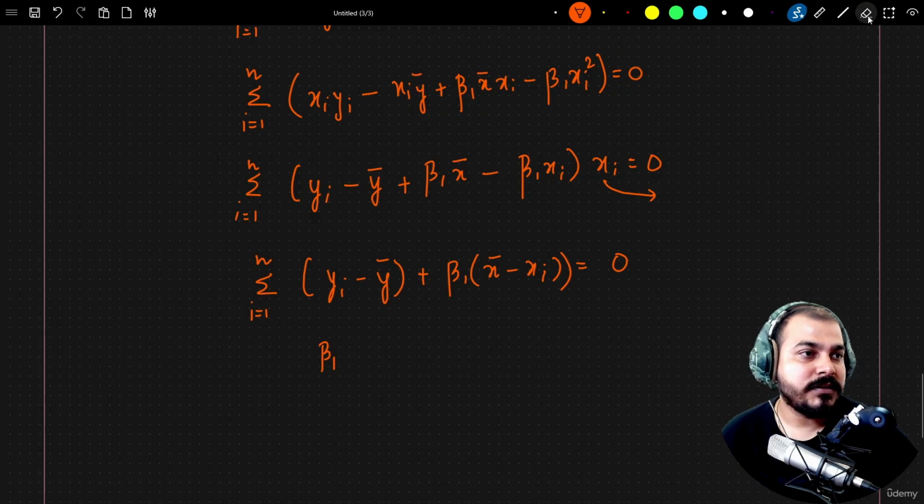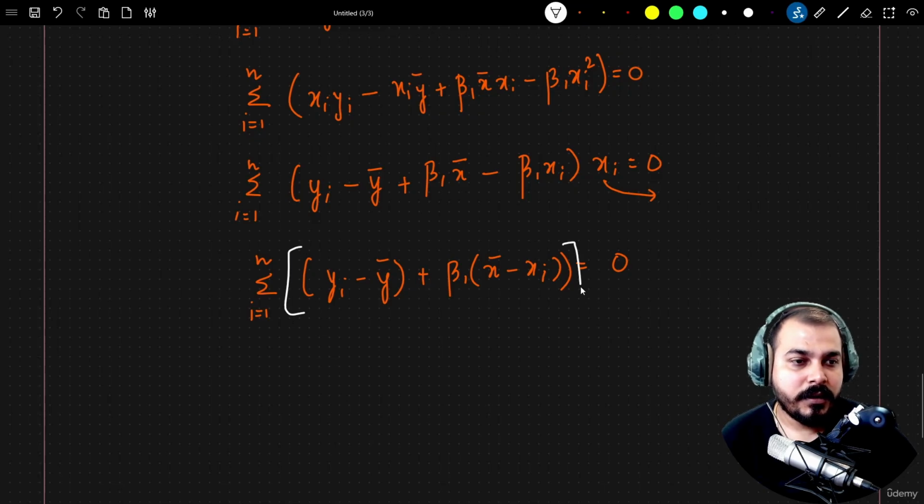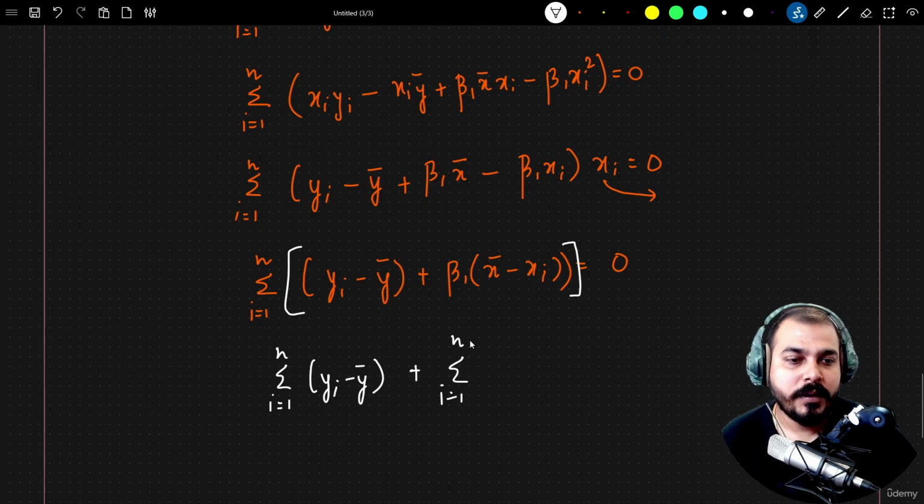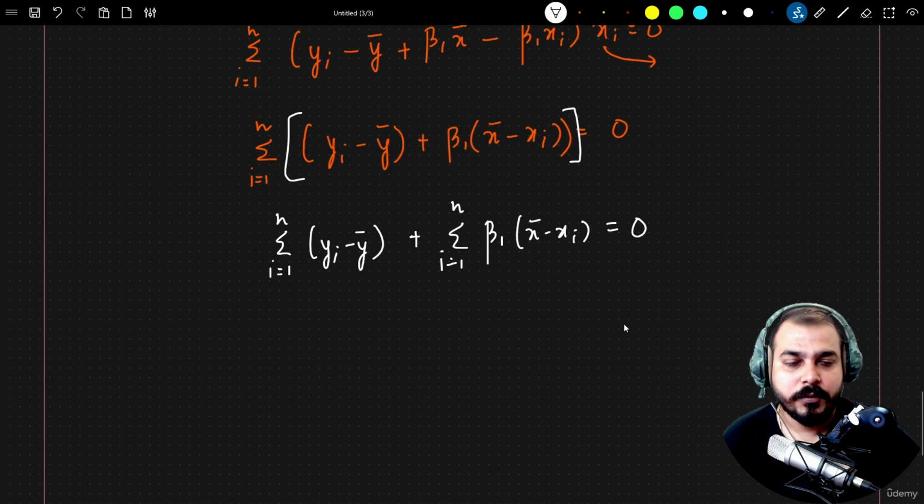Let's say that beta 1 is there outside in my complete bracket. Now if I try to multiply this summation of i, then it will be summation of i equals 1 to n, y of i minus y bar, plus summation of i equals 1 to n, beta 1 times x bar minus x of i. So this is what I'm actually going to get with respect to 0.